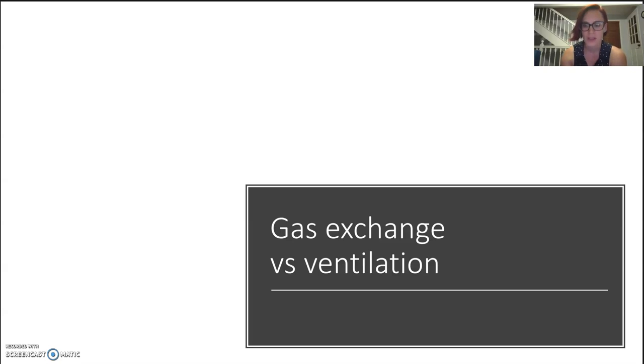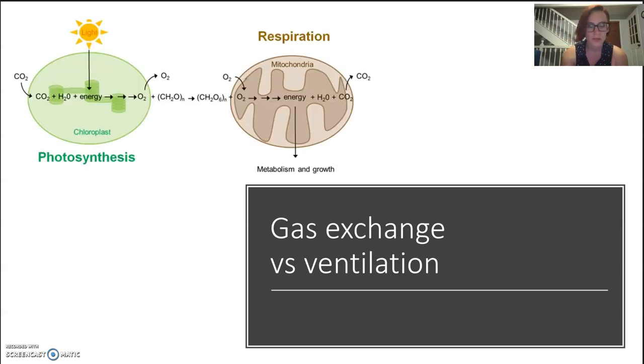So gas exchange occurs in our lungs, but actually we need the CO2 to be removed from our lungs, and we need the oxygen to come in to feed our cells. So obviously in photosynthesis, it might be the other way around, and the gas exchange is slightly different.